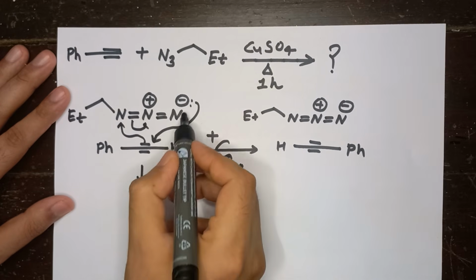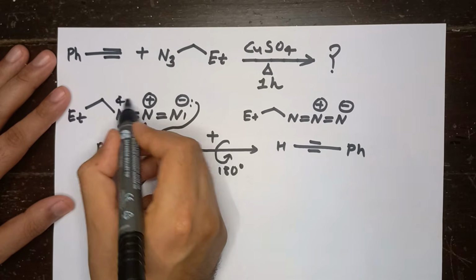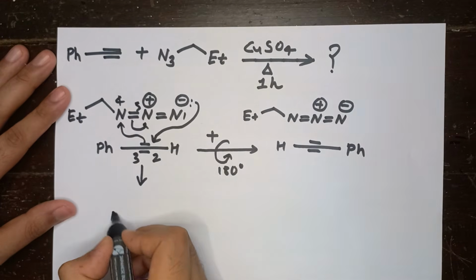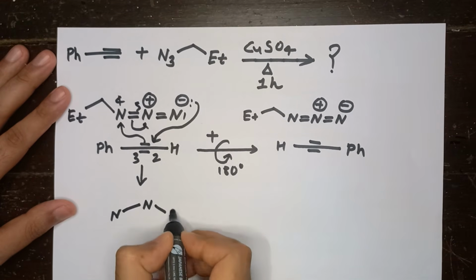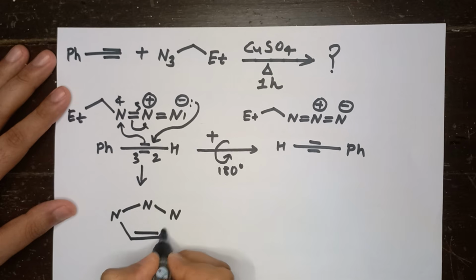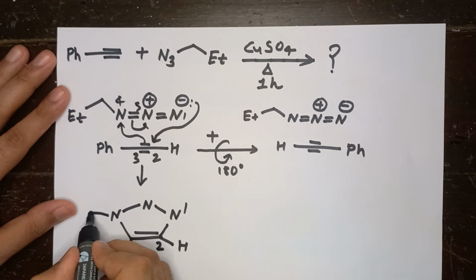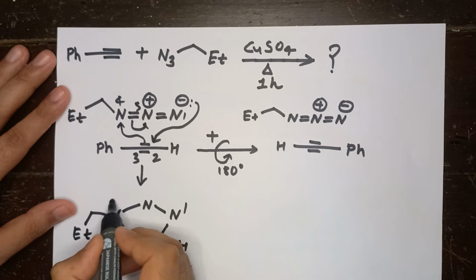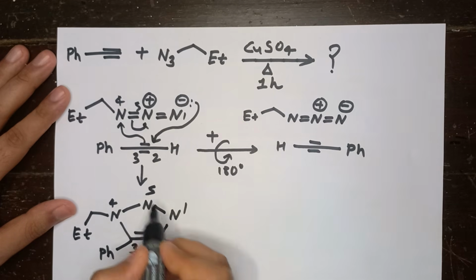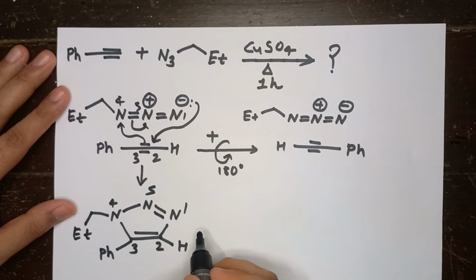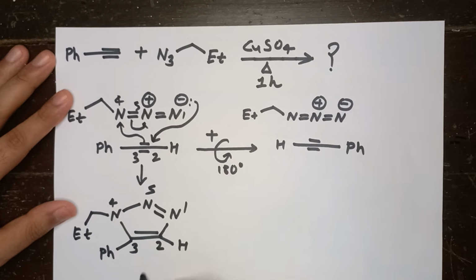So this will give me 1, 2, 3, 4, and 5. So we have a triazole ring. This one is bonded to 2, which has hydrogen, which is doubly bonded to 3, which has this Ph group. This nitrogen contains CH2Et. This nitrogen is singly bonded to nitrogen number 5, which is doubly bonded to nitrogen number 1. So this is one of the products.